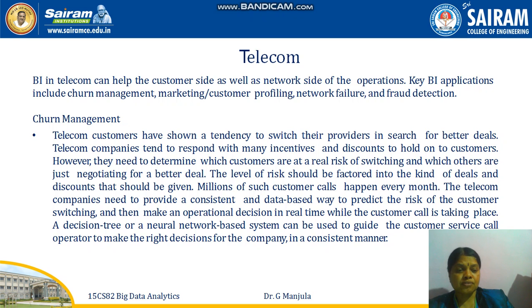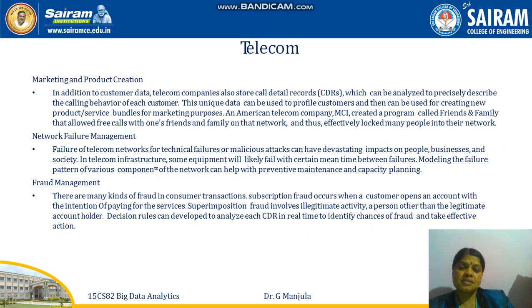Today is a Wednesday offer, you can find it, or you can find incentives being given. For example, it may be with PayPal, or it may be with Google Pay. If you do one transaction, you will get 50 rupees off. So these are some of the strategies they apply to improve the business. These are some of the business intelligence. Those categories are called churn management. Similarly, marketing and production, product creation, network failure management, and fraud management.